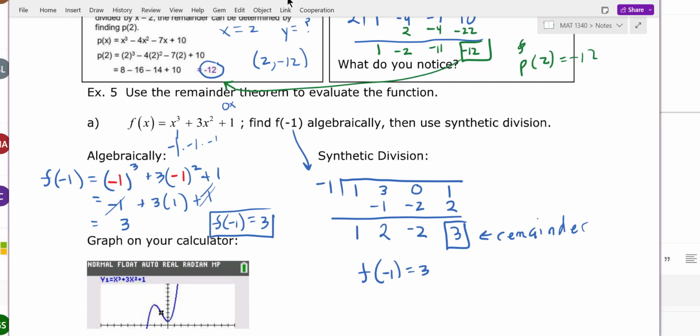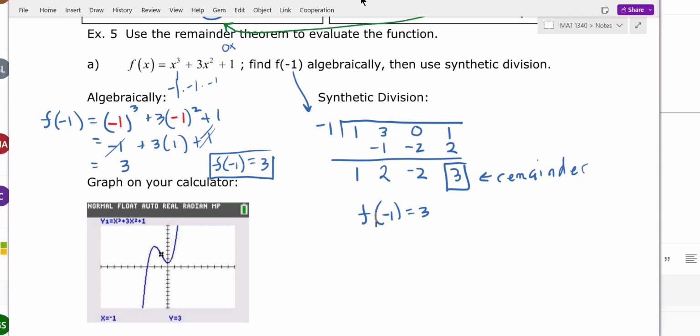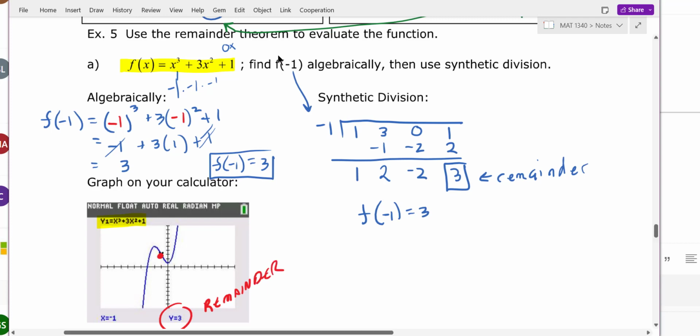So if you're doing work and I say use the remainder theorem to evaluate the function, I don't want to see this algebraically unless I want that algebraically. Remainder theorem, you need to show the synthetic division. So what happens on this problem is if you graphed this function on a graphing calculator, you're going to find that we have that point -1, 3, and that really is the remainder when you synthetically divide. Okay, so that's what you're doing on remainder theorem.